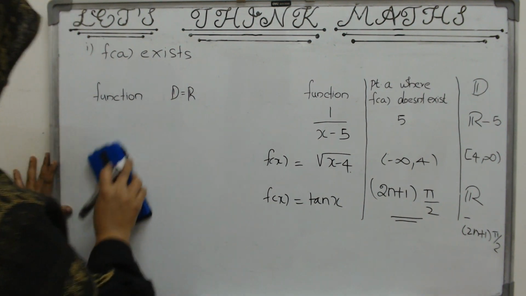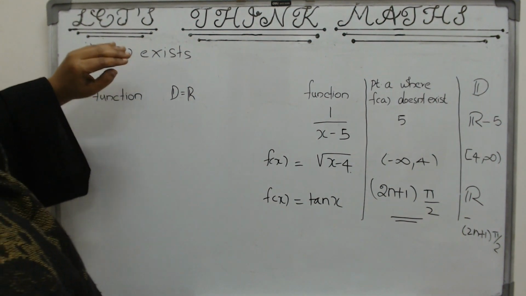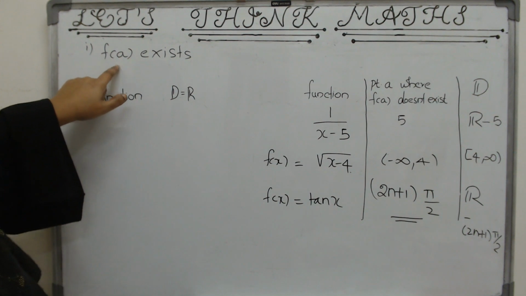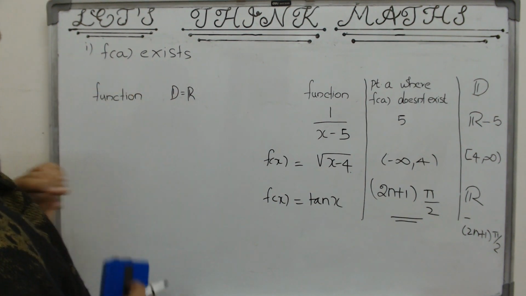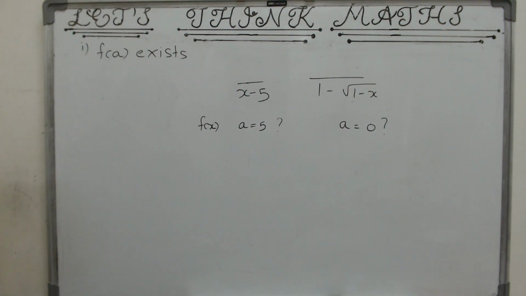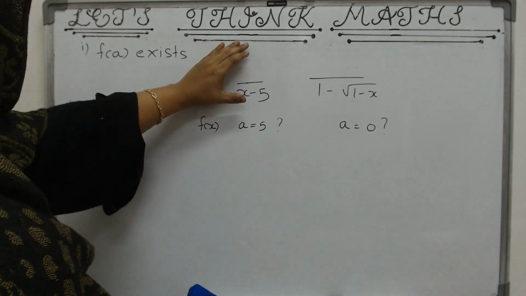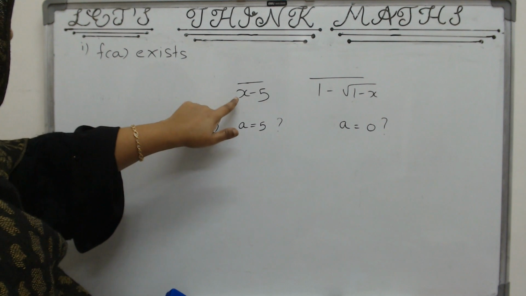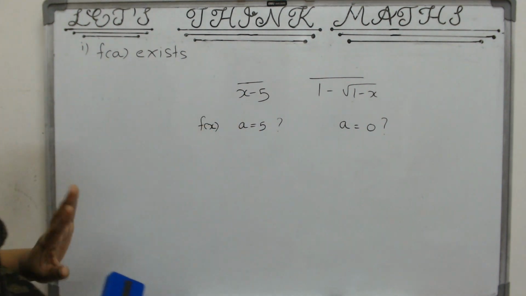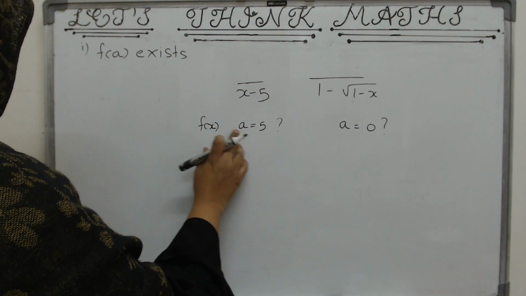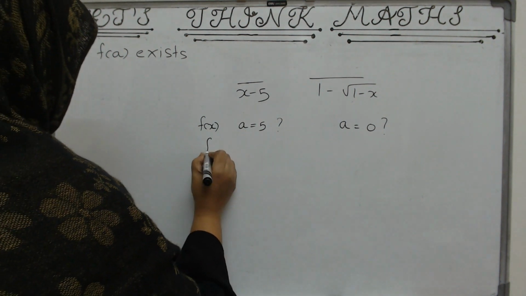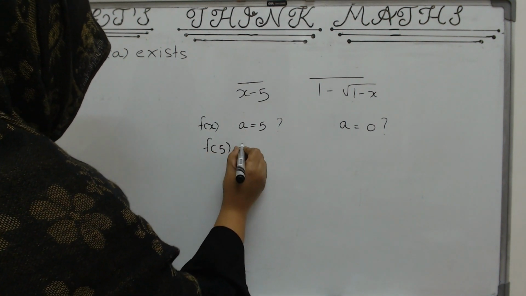So here we have seen what it requires for f of a to exist. Now, before I go to the second condition, let me ask you one thing. If your f of x is in the form of a rational expression whose denominator is, say, x minus 5, and you are asked, does f of a exist if a is 5? Does this exist?